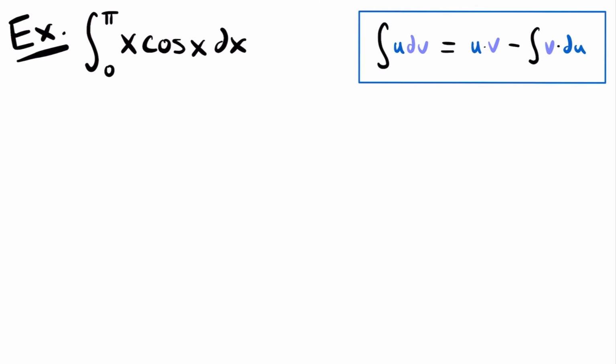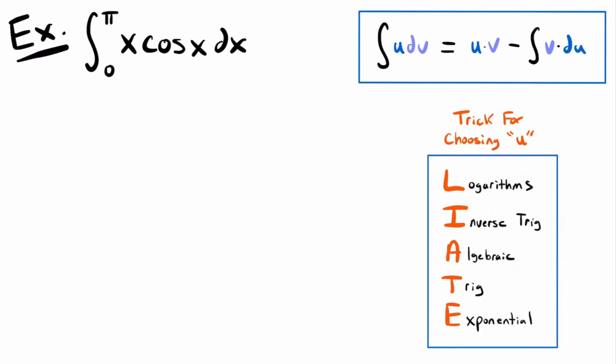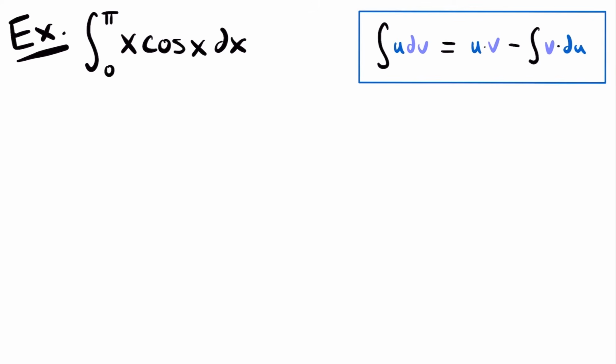All right, so in this case, we have x times cosine x. And so if you're following the acronym, you know you want to choose the algebraic part to be u over the trig part. But for me, I know that x is going to get simpler when I take its derivative, so I'm going to set u equal to x. All right, so u is equal to x, which means that dv will be equal to cosine x times dx.